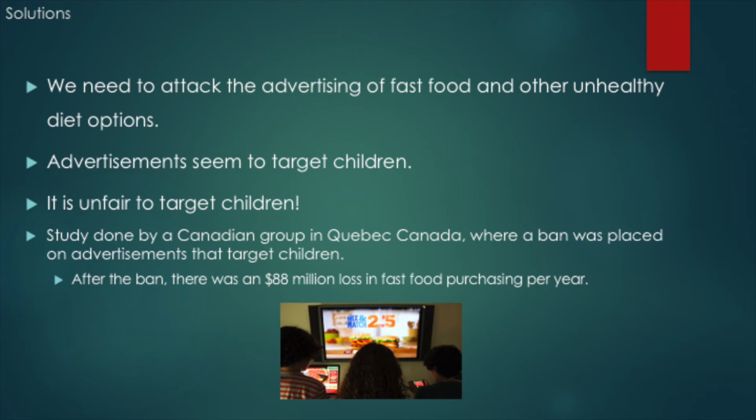Advertisements seem to constantly target children, which leads to not only the child's consumption of poor diet options, but in turn, the entire family ends up eating the food together. A study was done to see the effect of advertisement on children, family, and fast food consumption. In Quebec, Canada, there was a ban put on advertisements that targeted children. A group up there did a study, and at the end, they saw a total of $88 million loss in fast food purchasing per year. This study just proves that the monitoring of advertising can reduce the cash flow and consumption of fast food, thus reducing, hopefully, the obesity rate.